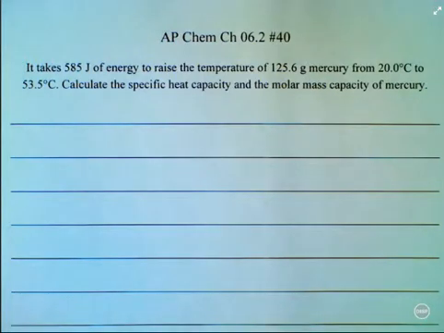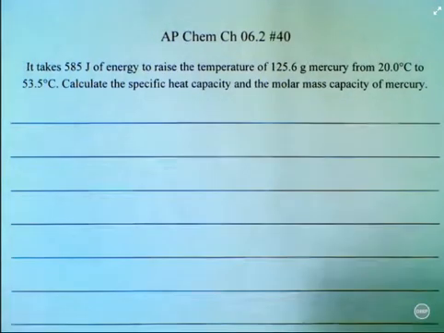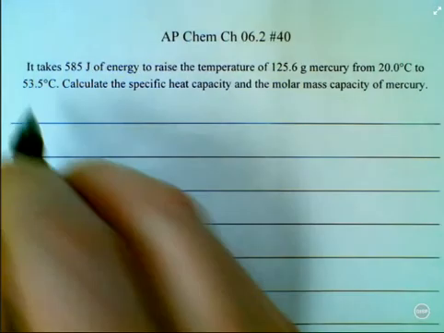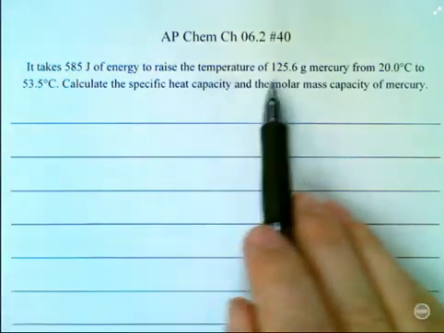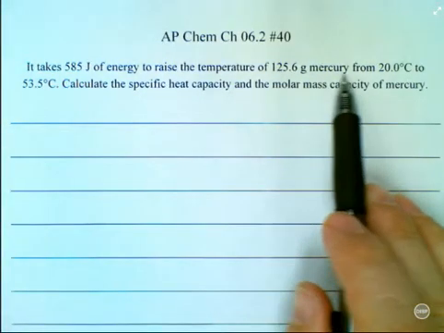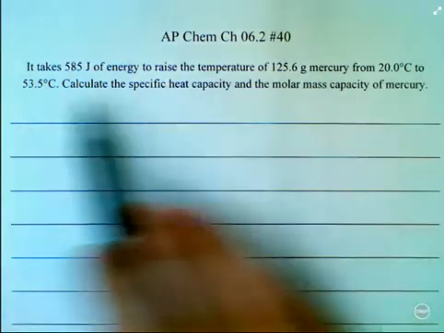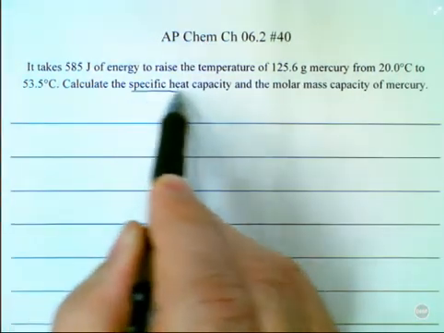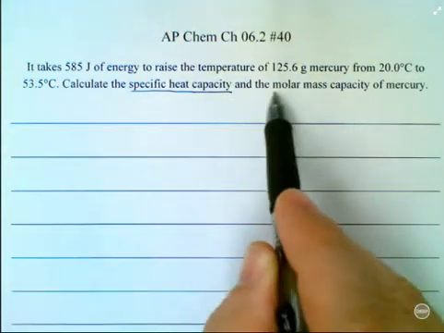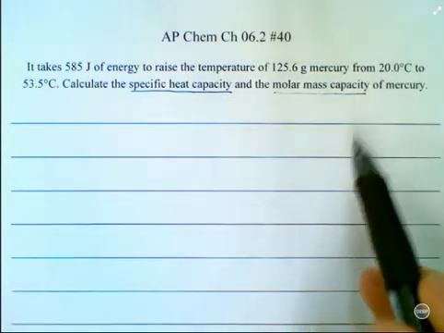This is number 40 from chapter 6, section 2 from the back of your book. It reads: it takes 585 joules of energy to raise the temperature of 125.6 grams of mercury from 20.0 degrees Celsius to 53.5 degrees Celsius. Calculate the specific heat capacity and the molar heat capacity of mercury.